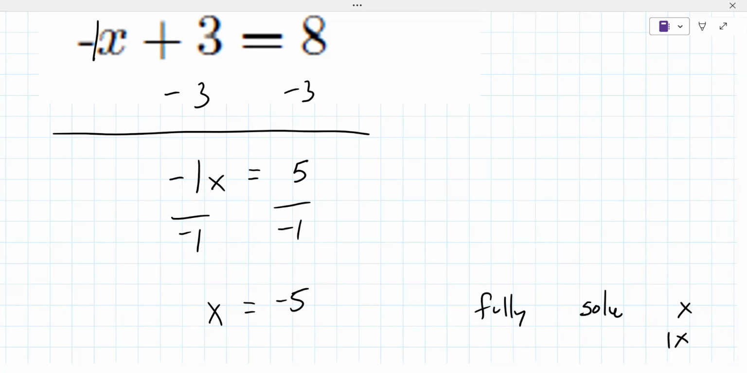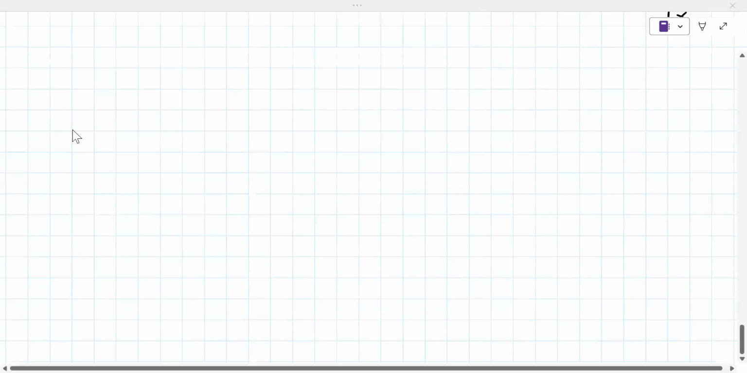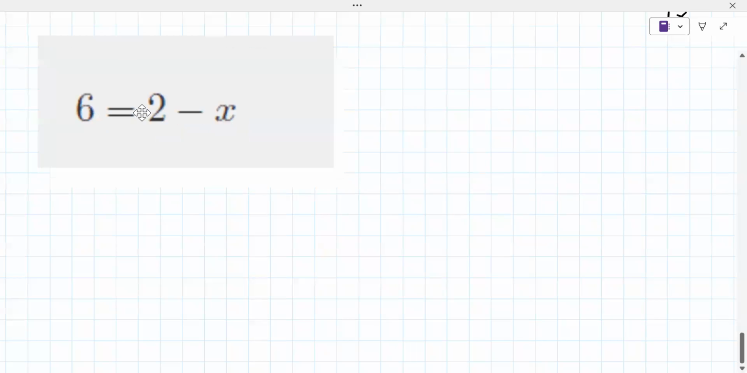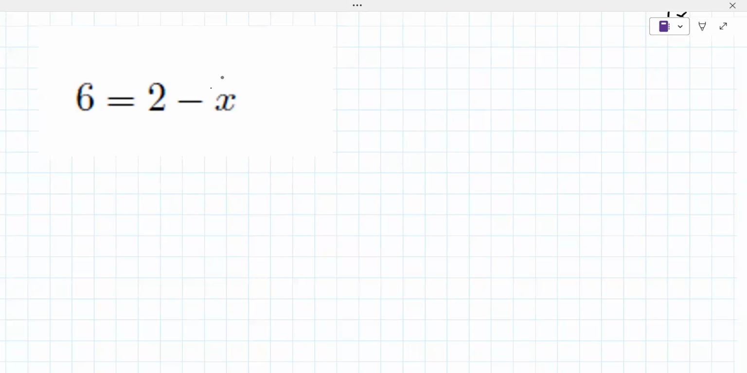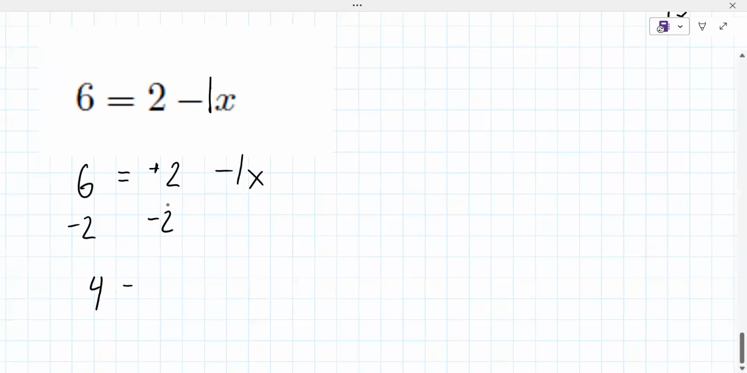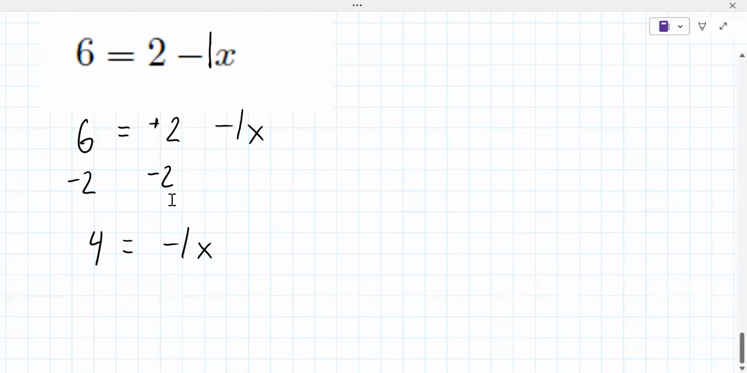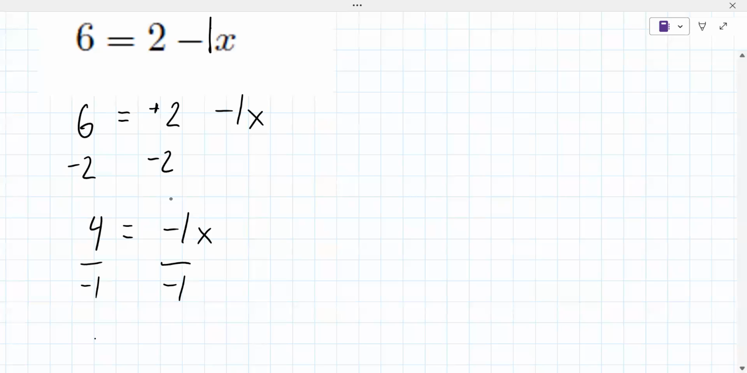So the other type of problem that you'll see, I'll give you another example here, is this one. Let me put this in front of you. So 6 equals 2 minus x. It's really 2 minus 1x, and I'll just rewrite it. It's really plus 2 minus 1x. So again, all these problems are solved the same way. You subtract and then you divide. You subtract 2 because that's what's being added. You undo addition with subtraction. 4 equals -1x. So you solve by dividing everything by -1. So x equals -4, like that.